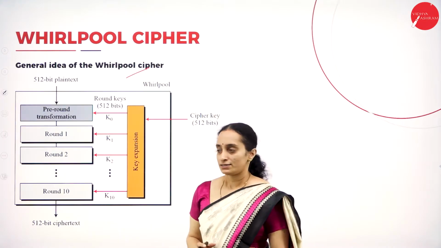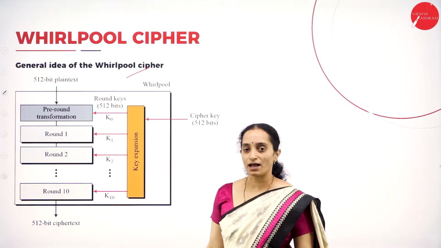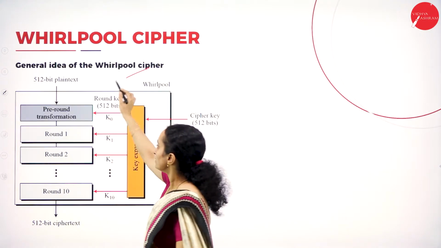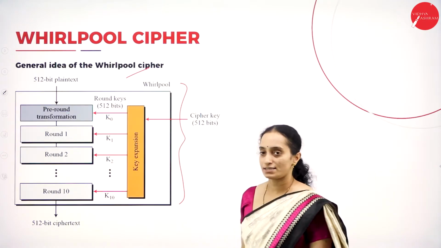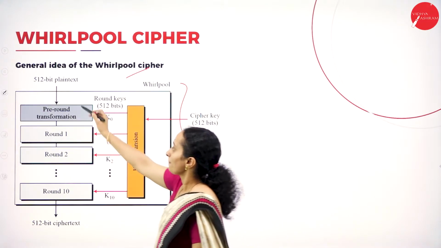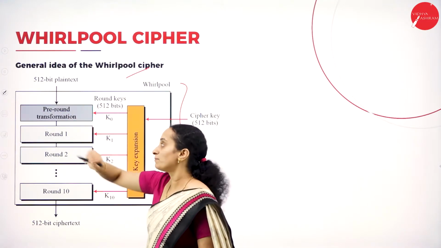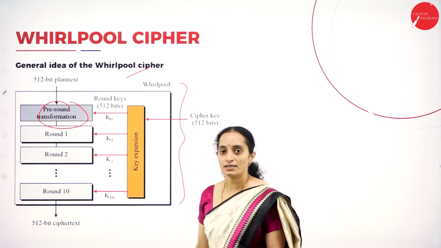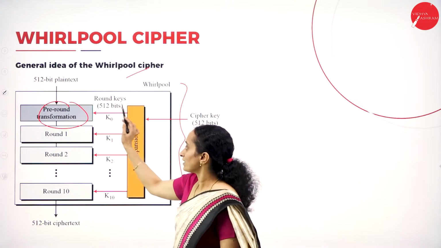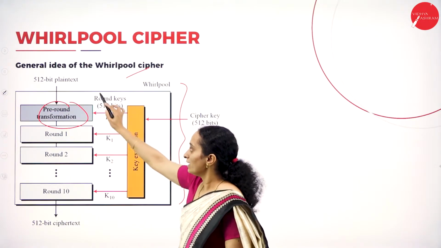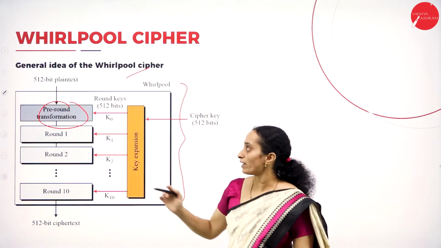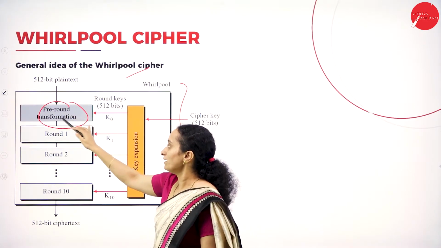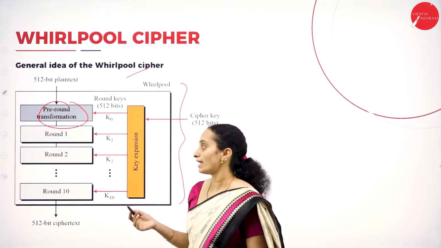How will the cipher method be carried out in the Whirlpool algorithm? Here we have the AES cipher methodology we are using. We are taking 512 bits of plain text, where we use a pre-round transformation. This will have 512 bits of round key, combined with 512 bits of plain text. Okay, first round it is. So it will combine the two and we get the next round.